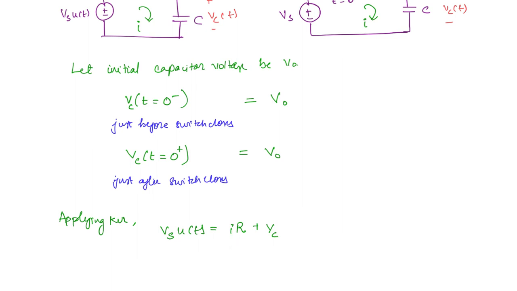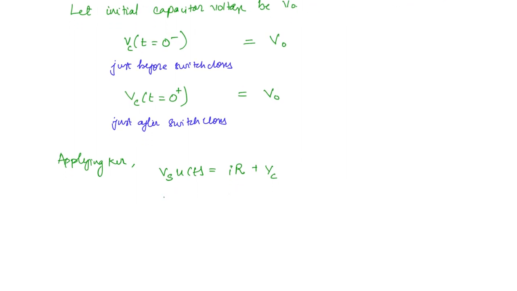We can write it as C times dV by dt. So, Vs u of t is equal to C dV by dt into R, this is Vc, plus Vc, because the same current that is passing through the capacitor is passing through the resistor as well. Now, if you apply the Laplace transform here, what is the Laplace transform of the step input?